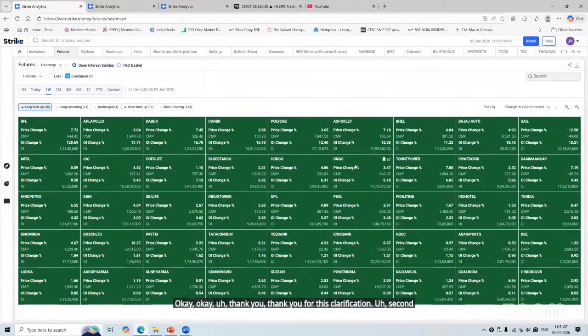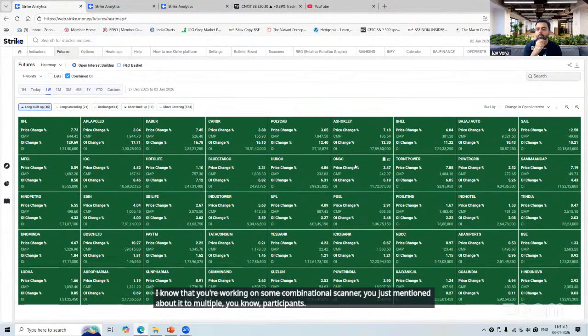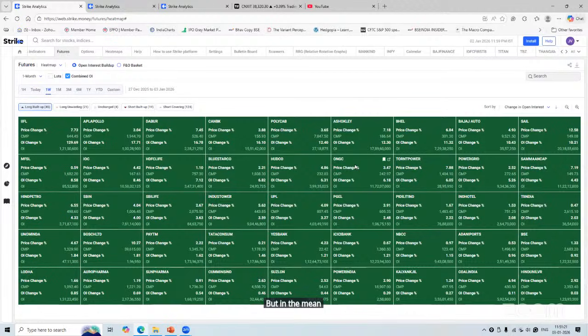Secondly, regarding the scanners, I know that you are working on some combinational scanner. You just mentioned it to multiple participants. Right. But in the meanwhile, can we have only OI based scanners, like you have RMI or Dow theory scanners? Can you have an open interest based scanner with some preset stuff? So what could be those?